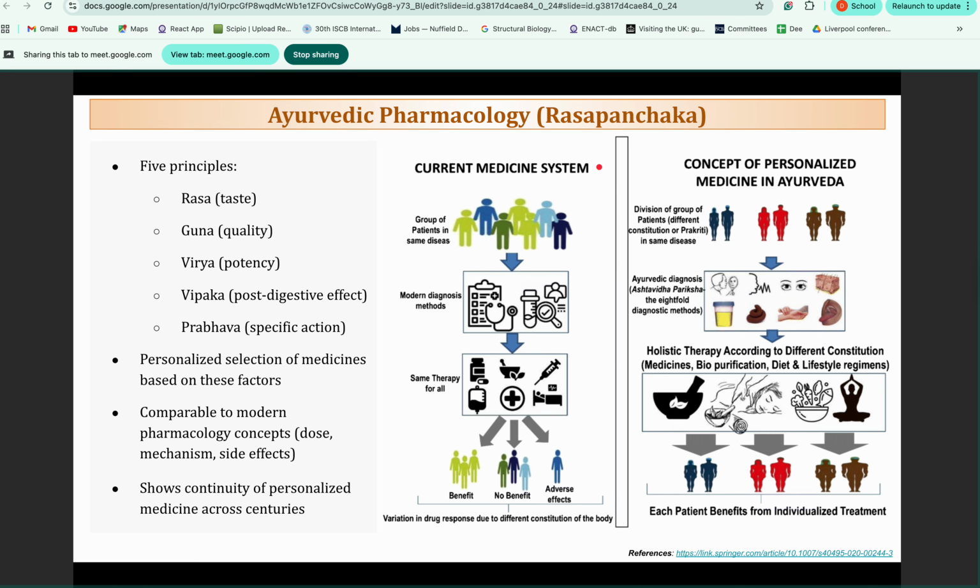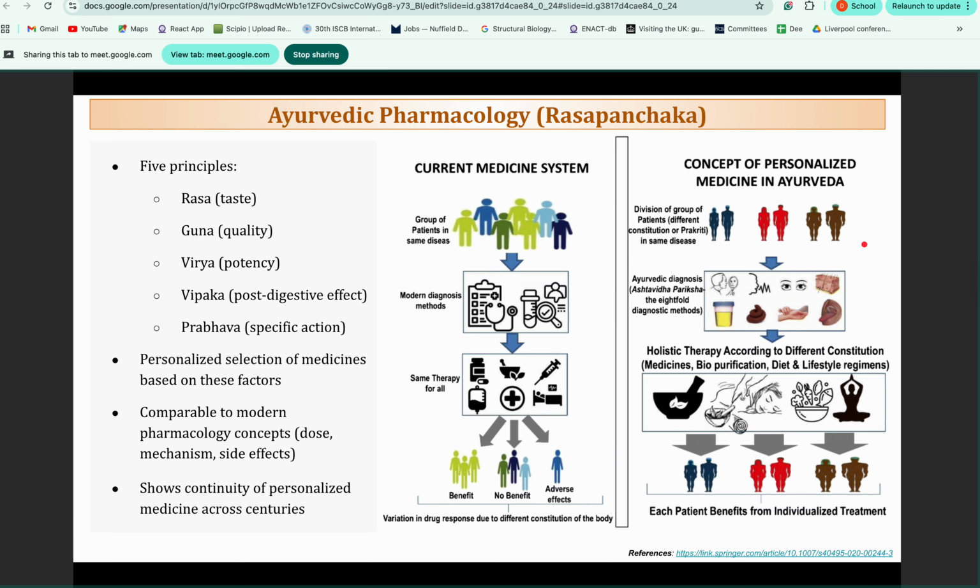This is the current medicine system, in which for a group of patients having the same disease, modern diagnostic methods are available and the same therapy is given to all. As we discussed, there could be three different groups: some benefit from that drug, some do not show any response so there is no benefit, whereas other people show adverse effects. Now the concepts of personalized medicine in Ayurveda: there is division of the group of patients based on their prakriti in the same disease.